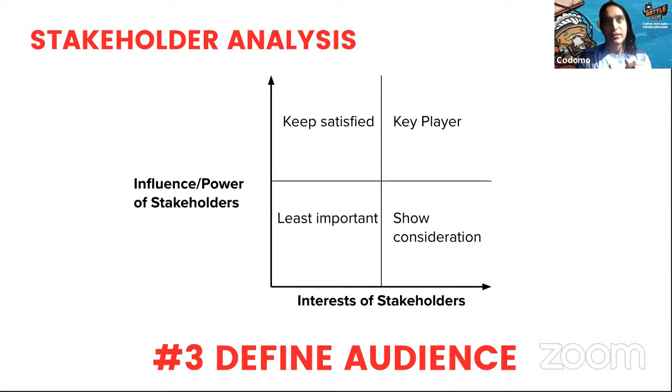That's very important for you to know who you're trying to serve, but it's also very important for you to know who you're not trying to serve, right? And whatever comes in the middle. So it sort of goes in a Z shape: key player, keep satisfied, show consideration, least important.